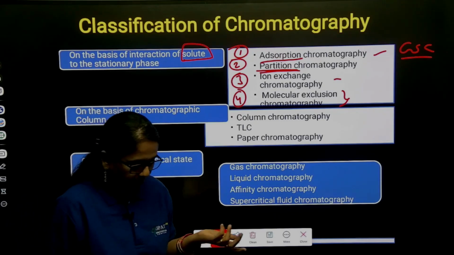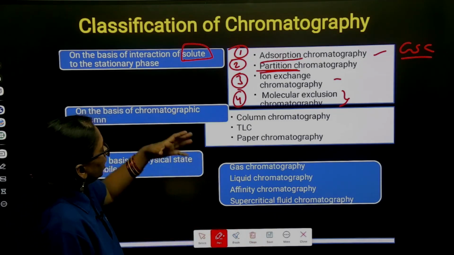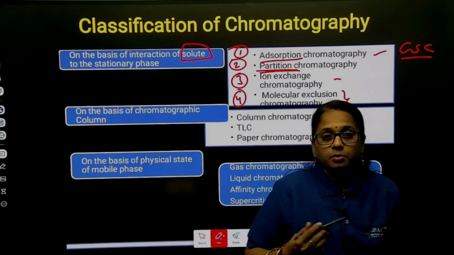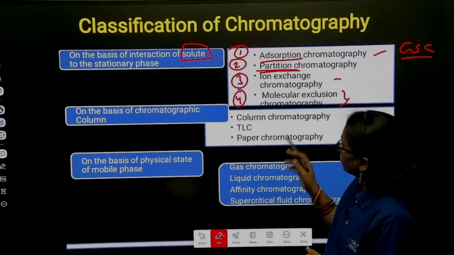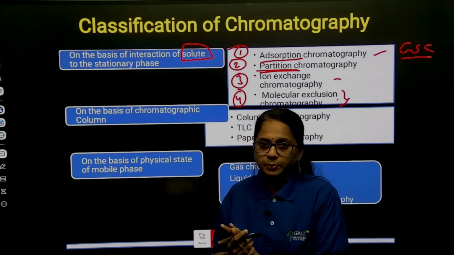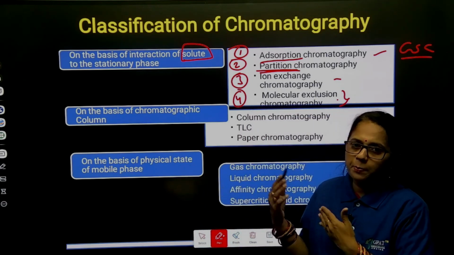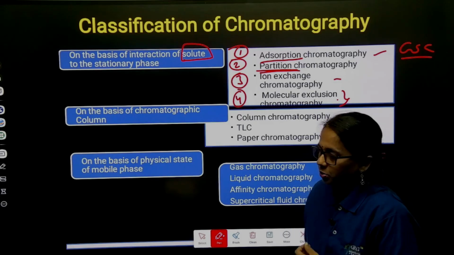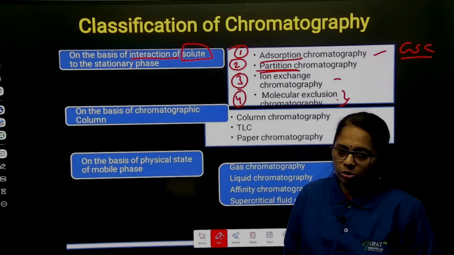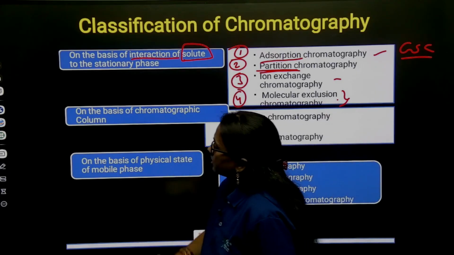And molecular exclusion, basically the size of the polymers matters, how they interact with the stationary phase. Based on that, high molecular weight compounds are separated or low molecular weight. It all depends on the type of column we are going to use. So this is the basis of the interaction of the solute towards the stationary phase. That is the first classification.